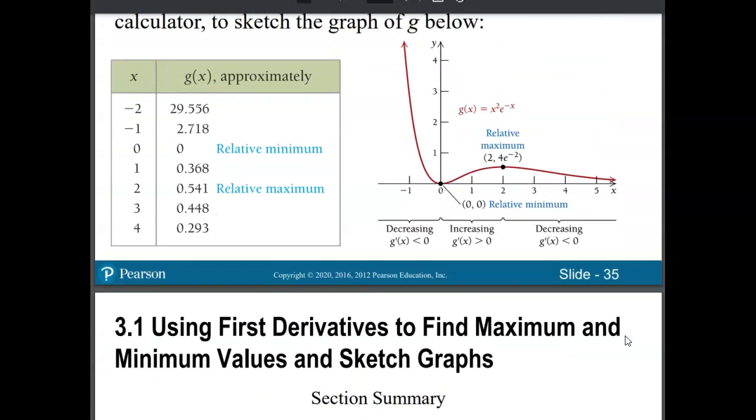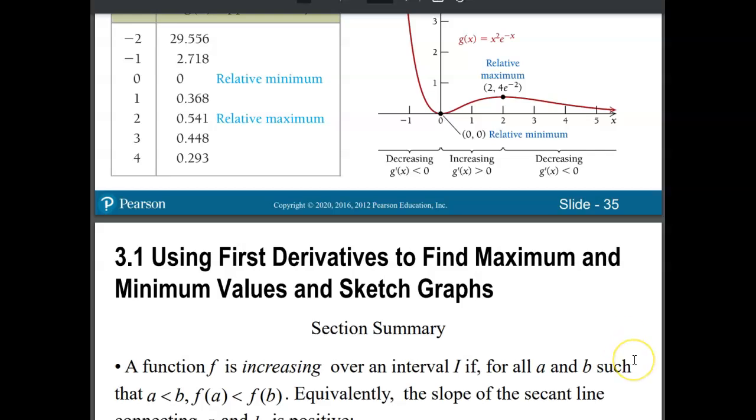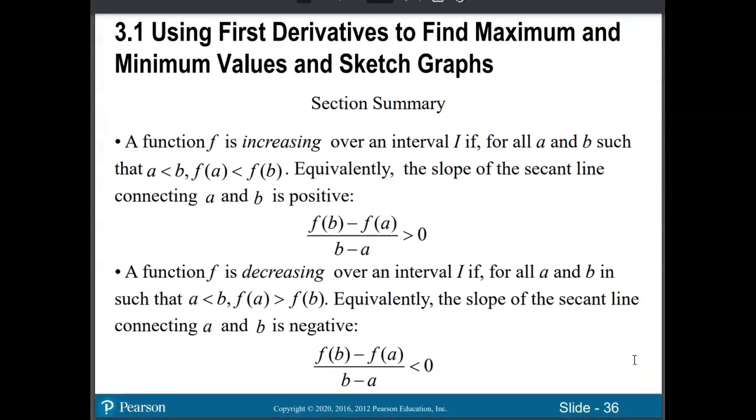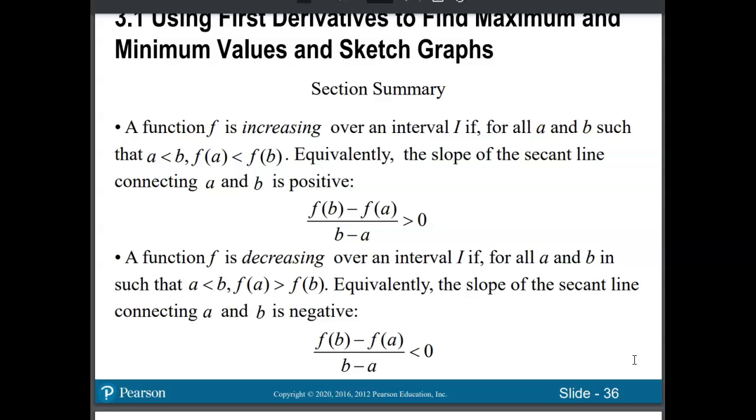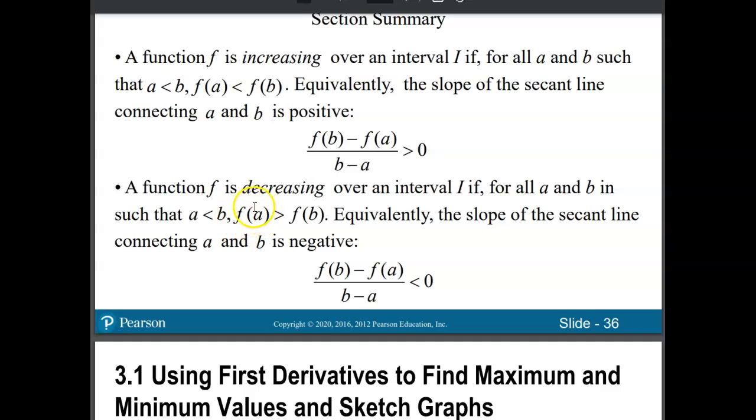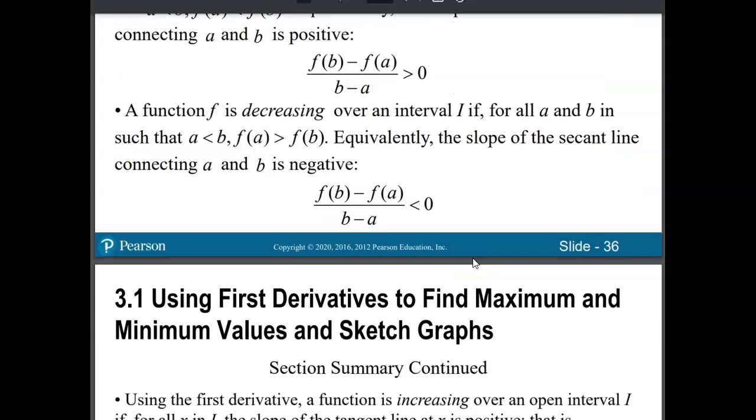All right, so I know there's a lot going on here. The summary section is just kind of an overview of what we talked about. The function f is increasing if f of a is less than or equal to f of b. It's getting bigger as you move forward, meaning the slope of the tangent line is positive. Derivative means slope of the tangent line. The function is decreasing if f of a is greater than f of b. In other words, the y values are getting smaller as you move forward, meaning the slope of the tangent line is negative.